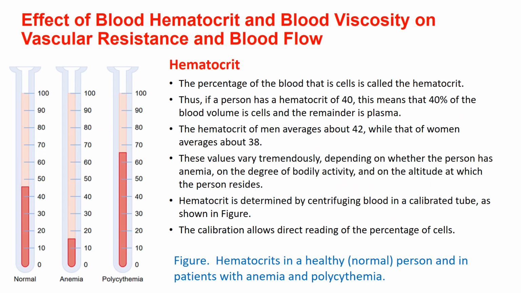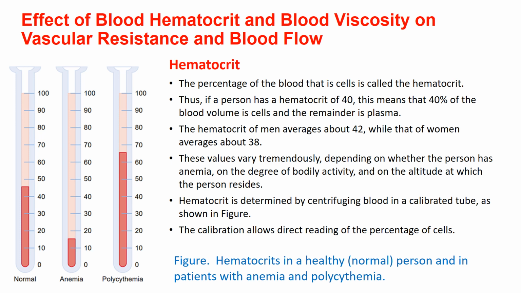Hematocrit. The percentage of the blood that is cells is called the hematocrit. Thus, if a person has a hematocrit of 40, this means that 40% of the blood volume is cells and the remainder is plasma. The hematocrit of men averages about 42, while that of women averages about 38. These values vary tremendously, depending on whether the person has anemia, on the degree of bodily activity, and on the altitude at which the person resides.